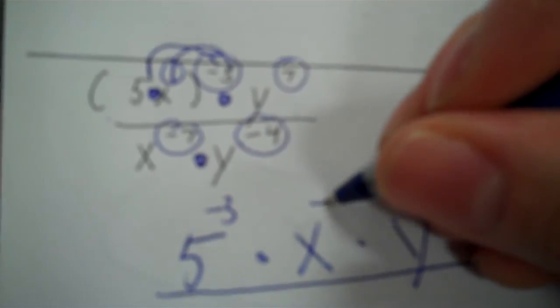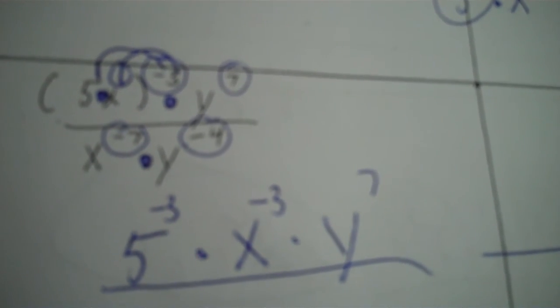Now, what are we going to have on top? Well, 5's to the 1. 1 times negative 3 is negative 3. Now I move on to the x. That's also to the 1. 1 times negative 3 is negative 3. This y is to the 7th, so I will maintain it as 7 because it's not in a parentheses. Now, you got stuff on bottom. Your factors are x and y, okay? So once you do the top, you go to the bottom and repeat the same process. So x, negative 7, and then y, negative 4.